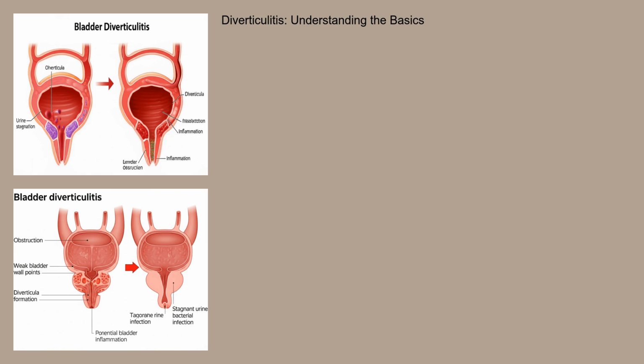To understand diverticulitis, we need to consider the underlying anatomy and physiology. Diverticula are essentially outpouchings or small sacs that form in the bladder wall. When the bladder persistently strains against an obstruction, the inner lining, the mucosa, can herniate or push through weakened areas in the muscle layer of the bladder wall. These areas of weakness are often where blood vessels enter the bladder.